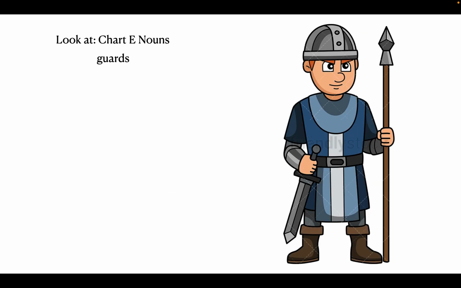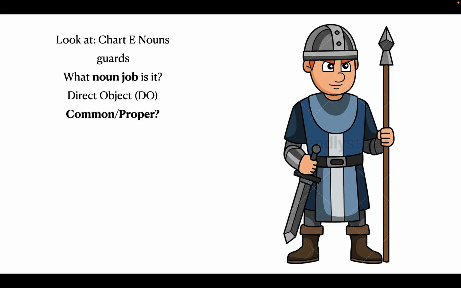Last thing we're going to do is we're going to go and look at chart E, nouns, and we're going to figure out all the different attributes for the word guards. Okay, so what noun job is it doing in the sentence? Robin Hood wore a disguise and he deceived the guards. That's right, it was one of our direct objects.